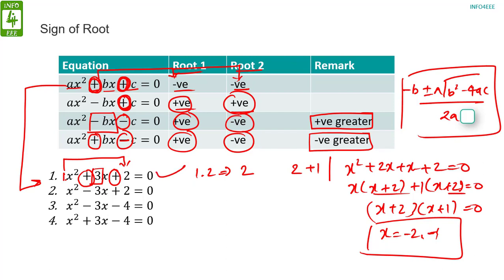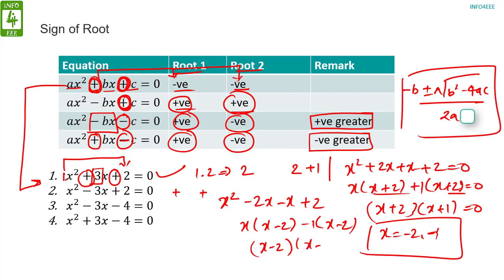In this case, the answers will both be positive. We can see, what we can do is x square minus 2x minus x plus 2. If we take x common, this is x minus 2. If we take minus 1 common, it is x minus 2. So this is x minus 2 into x minus 1. So roots are 2 and 1, both positive, right? In this case, one root will be positive and one negative, but the maximum value will be positive.